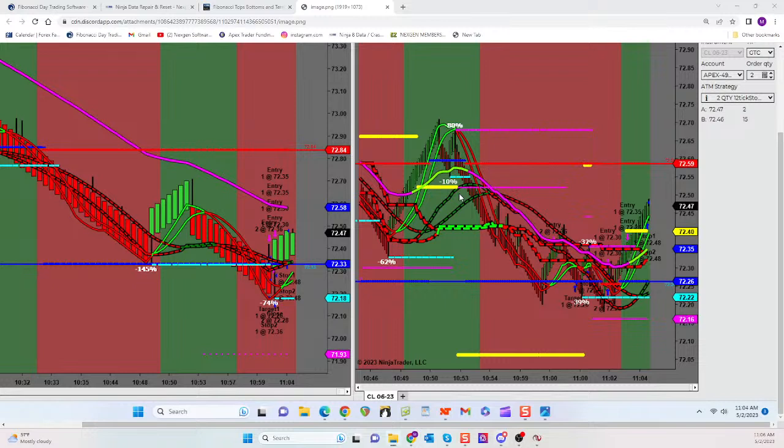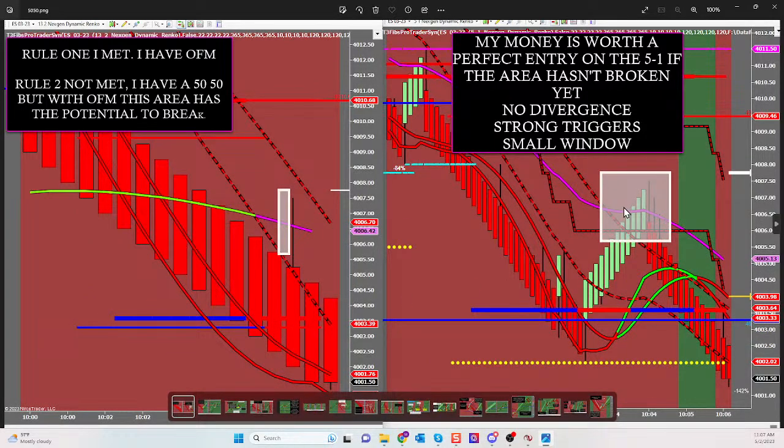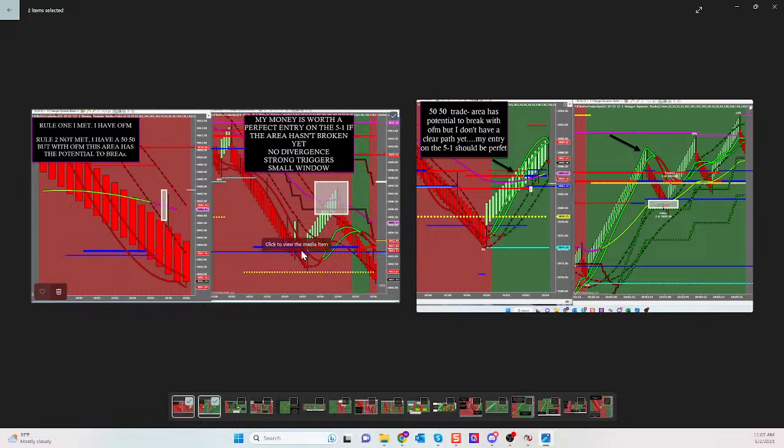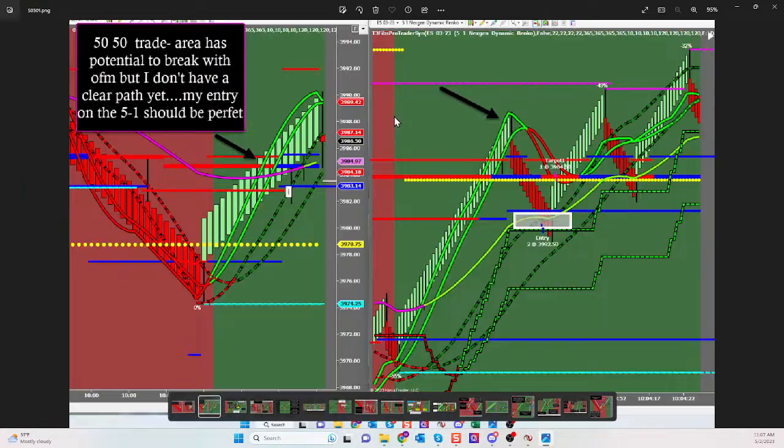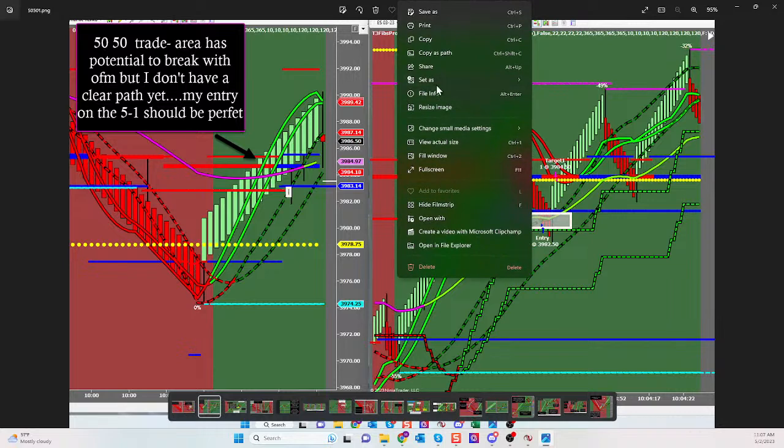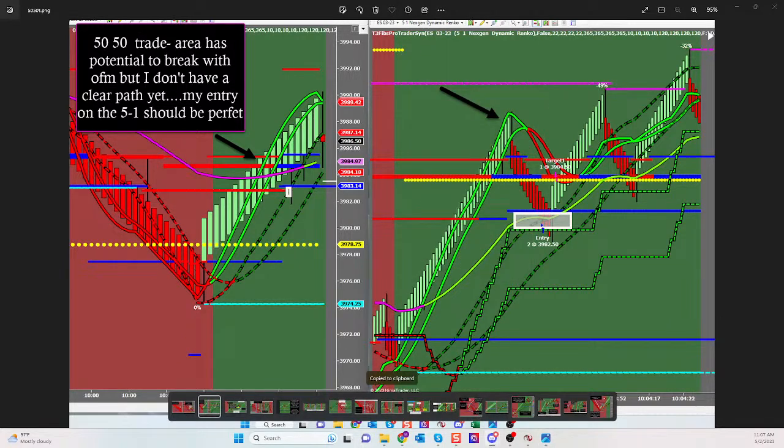There it is. When I talk about a 50-50, guys, my money's worth a perfect entry, right? For new users, the less you give away, the easier your life becomes. And then as you grow with the software, your rules may change a little bit, but this is a great approach for brand new users.